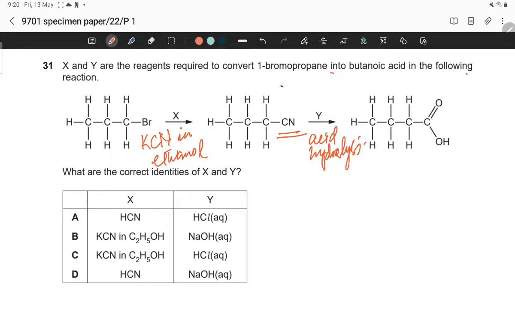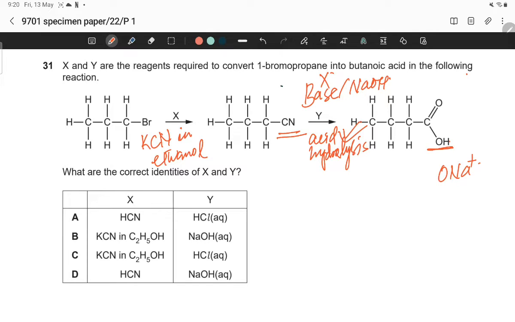because if we use a base like sodium hydroxide, it should be ONa, not OH. So if it is OH, then it is base hydrolysis, not acid hydrolysis.